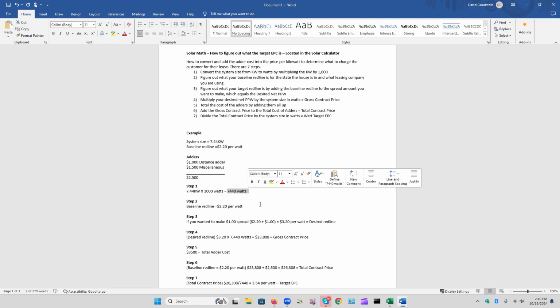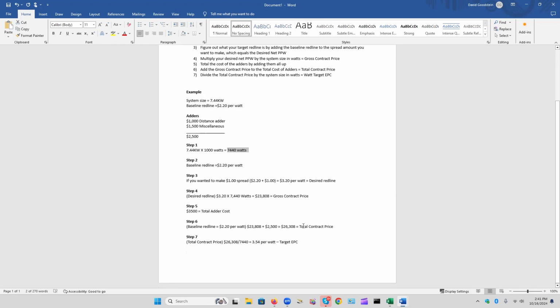We're then going to take our adder cost and add it to the gross contract price. So our adder cost we figured out was 2,500. The gross contract price we decided was 23,808, and we're going to come up with $26,308 for the total contract price.